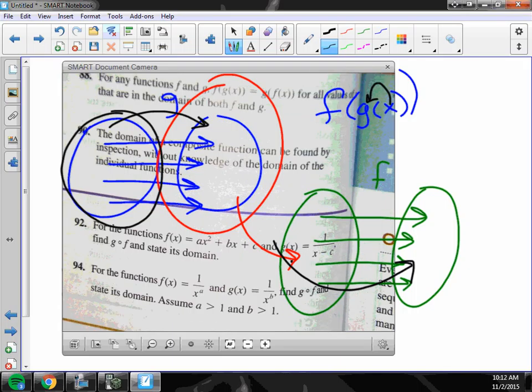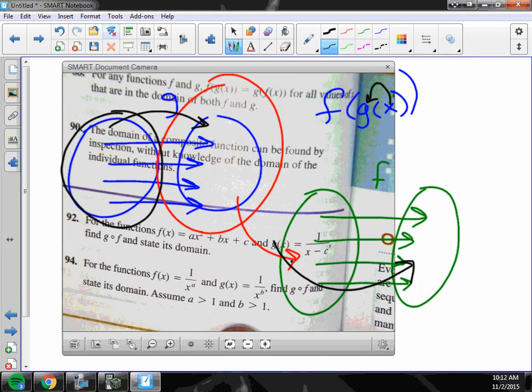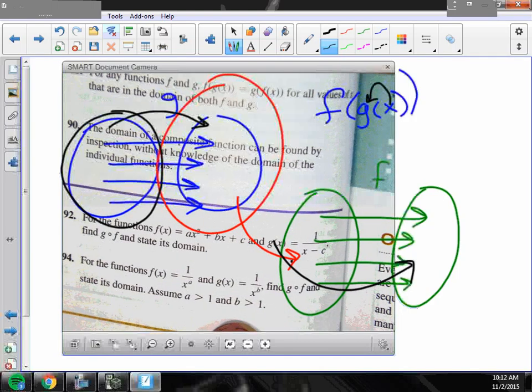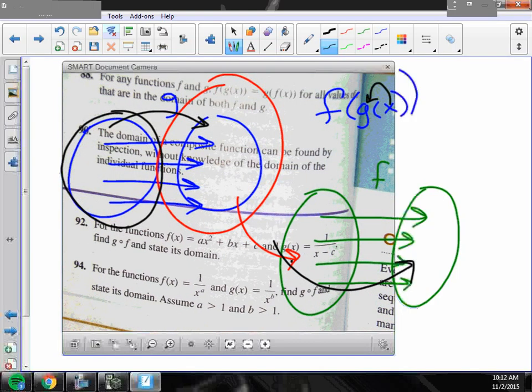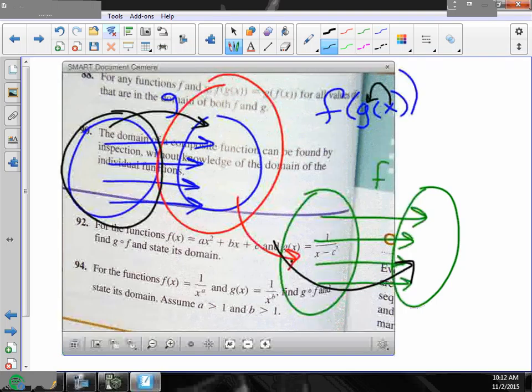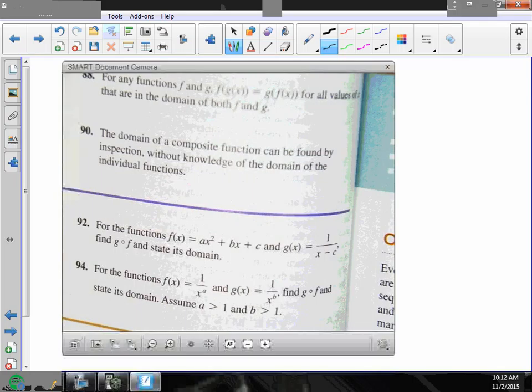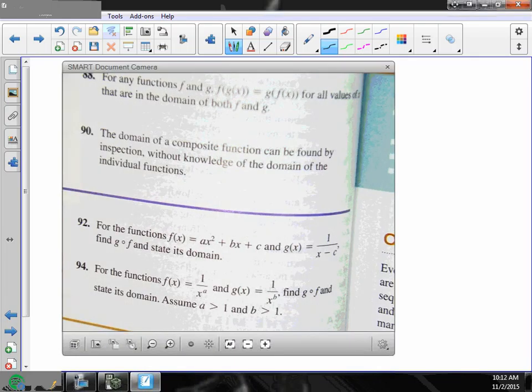90. The domain of a composite function can be found by inspection without knowledge of the domain of the individual functions. Can you look at the end version of a composite function and determine what the domain is? No, you have to know what the original functions were, because each original function can have domain restrictions. Okay, hand that in.